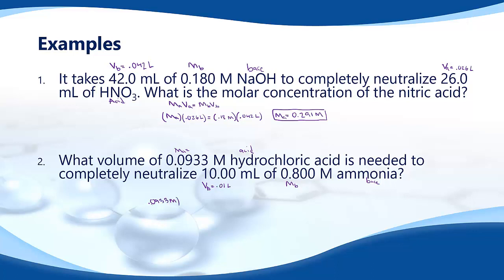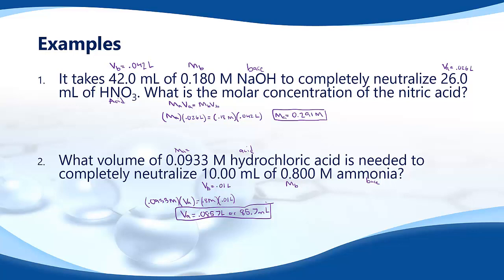0.0933 molar. Volume of acid, we don't know. Molarity of base is 0.8 molar. Volume of base is 0.01 liters. We solve for volume of acid, and we get a volume of 0.0857 liters, or 85.7 milliliters.